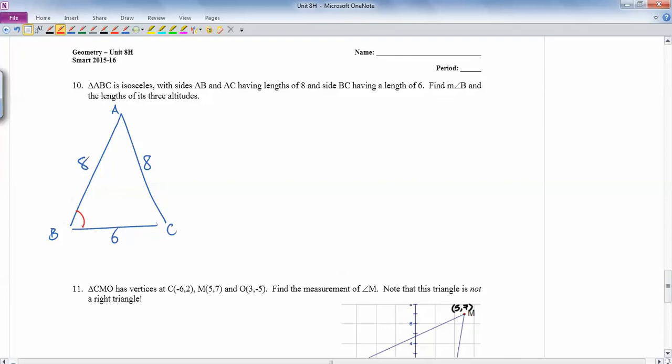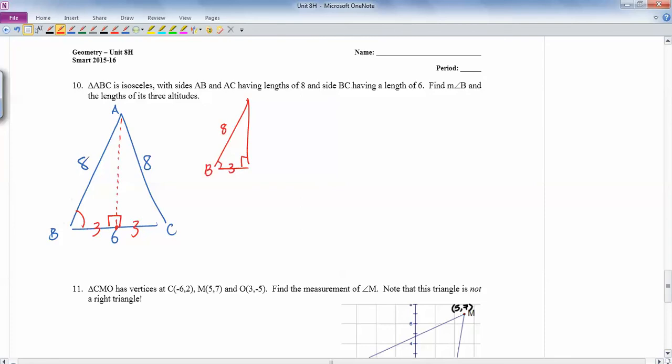So for the measurement of angle B, you can't use trig on this triangle because it's not a right triangle. But since it's isosceles, if I chop it right down the middle, or if I draw on that altitude, it happens to hit the midpoint on the bottom here. So this is 3 and 3. Now I've got a right triangle to work with where I know this is 3, this is 8, and this is angle B.